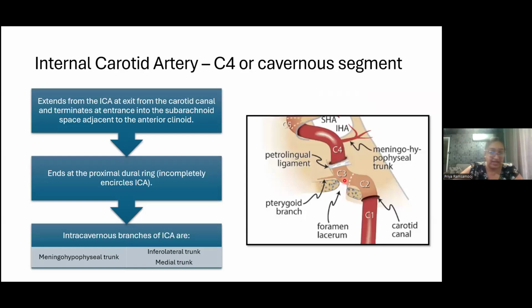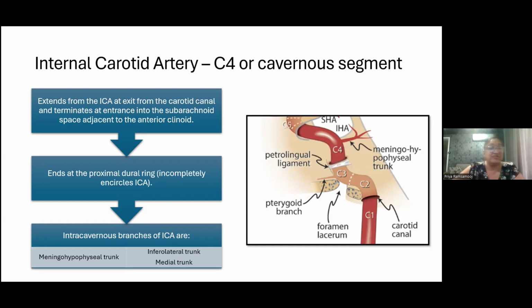Moving from the C3 segment, C4 extends from the exit of the carotid canal and terminates into the subarachnoid space adjacent to the anterior clinoid. Now, it is still covered by a vascular membrane lining the sinus. So at this point, C4 in essence travels in the cavernous sinus and is covered by the trigeminal ganglion. Cranial nerve 6 lies inferolaterally. Cranial nerves 3, 4, and trigeminal 1 and 2 are lateral within the lateral dural wall. It then ends at the proximal dural ring, right? So that is where C4 ends. It ends at the proximal dural ring.